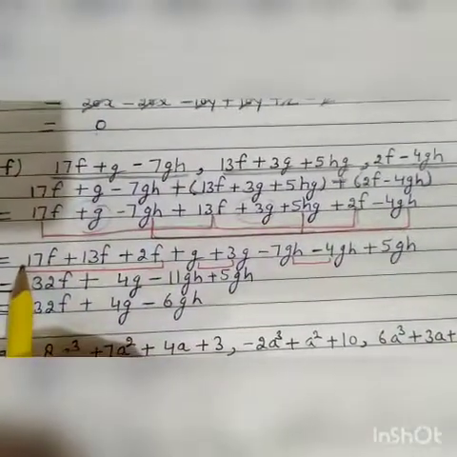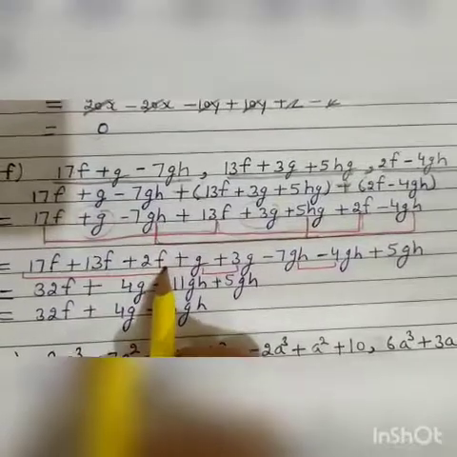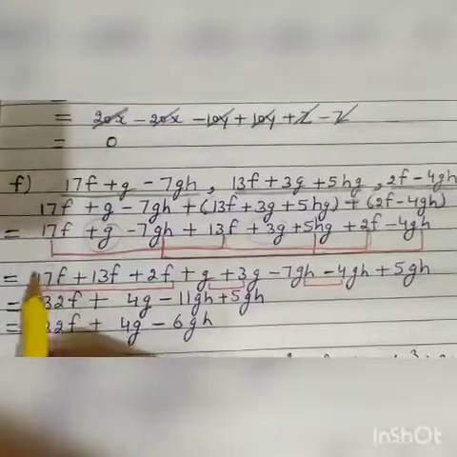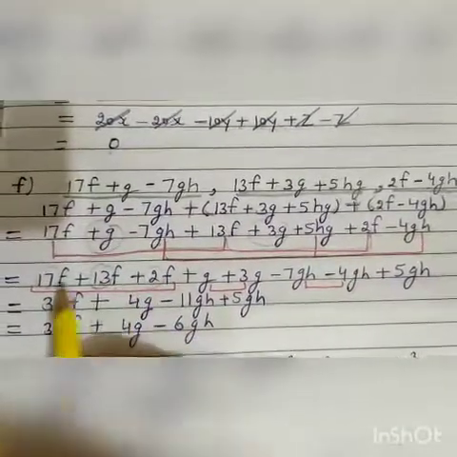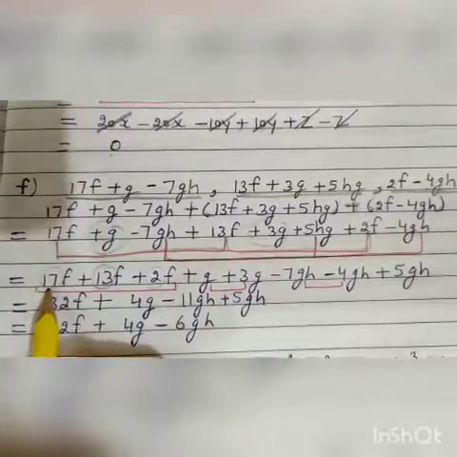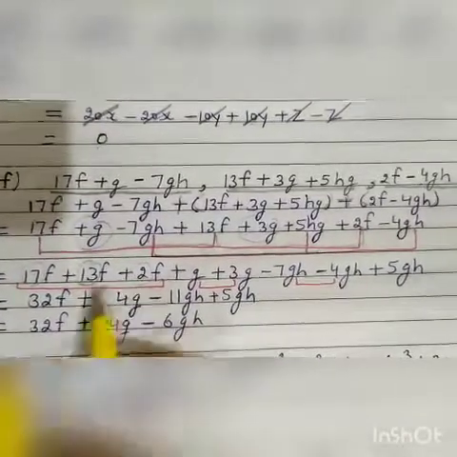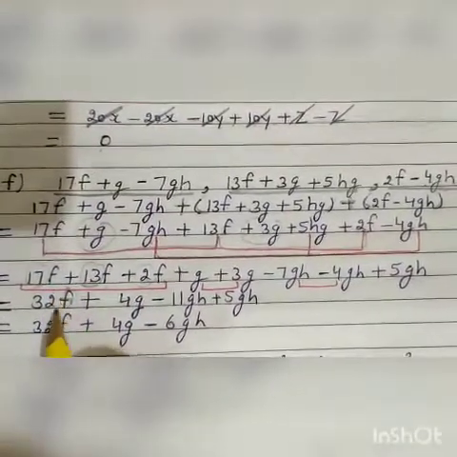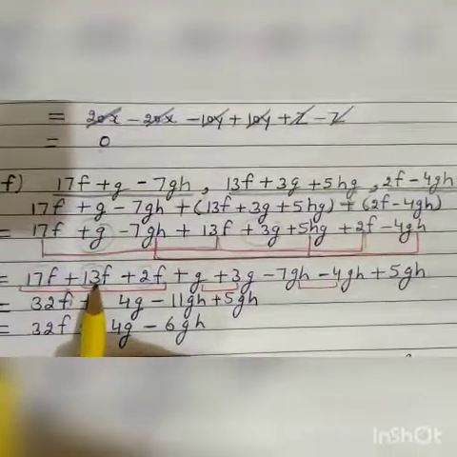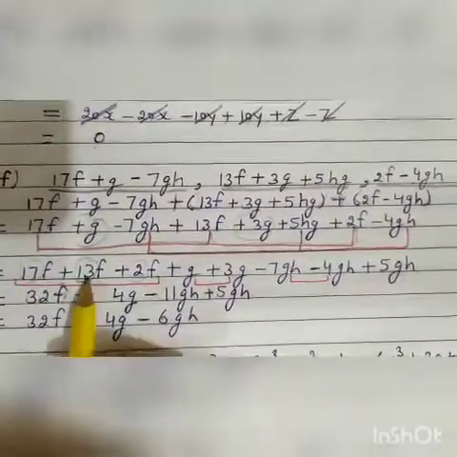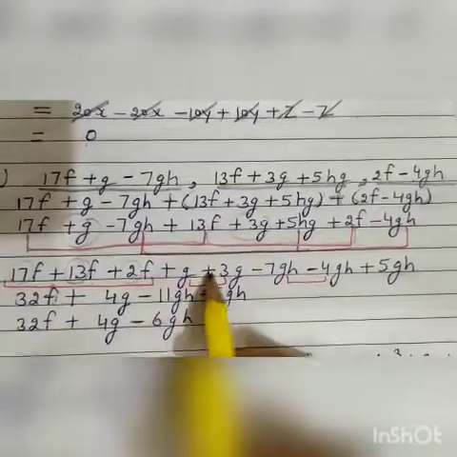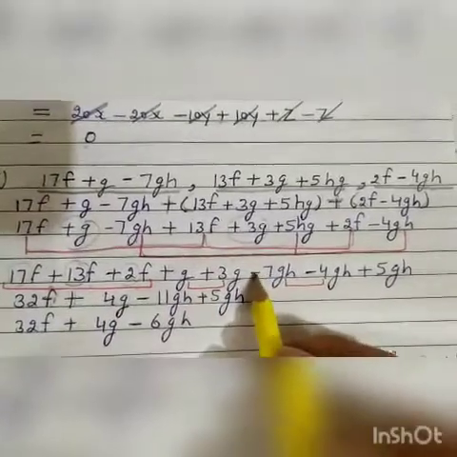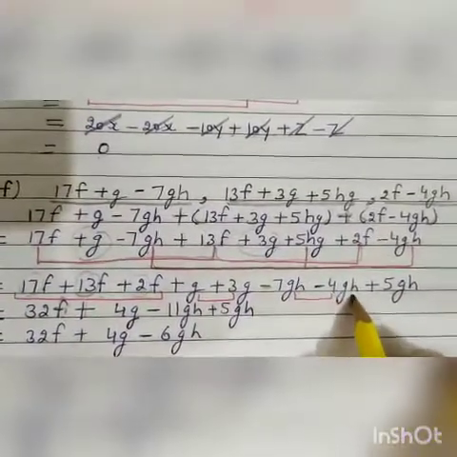Now solve these like terms. 17f plus 13f plus 2f. We will add these 3 terms. We will add only the numerical coefficients. So 17 plus 13, 30. 30 plus 2, 32f. And this f will be written only as f, not 3f or f power 3. F will be written as it is. Plus 1g plus 3g, 1 and 3, 4. Plus 4g.